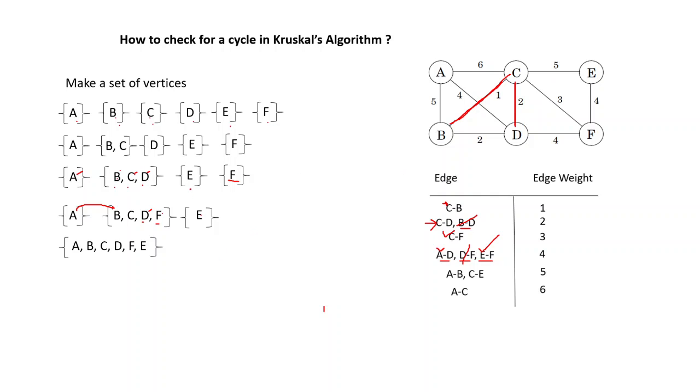And see, you do not have any lone node present here. There is no singleton set that contains a node. So you can safely conclude that your Kruskal's algorithm, or the minimum spanning tree, has been found out and all the nodes have been included.